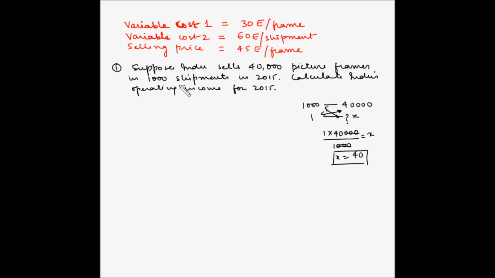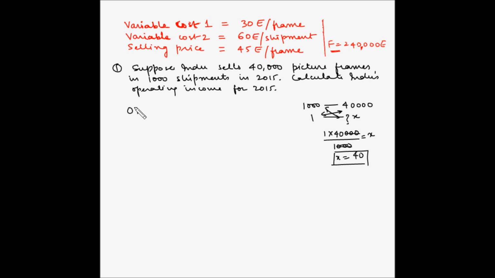So in each shipment there are 40 picture frames, and we have been given that the variable cost number 2 is 60 euro per shipment. That means that for every 40 picture frames, the variable cost number 2 is 60 euros. Now we have also been given the fixed cost, which is 240,000 euros for the year 2015. So for the first requirement, let's note down the formula for calculating the operating income.